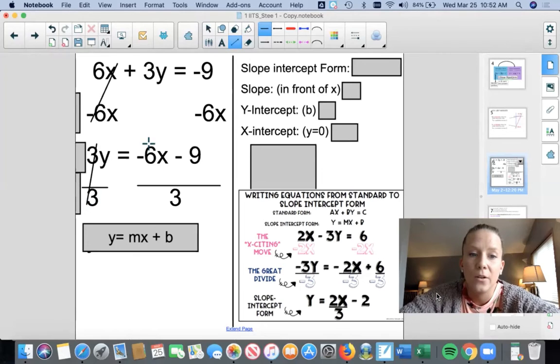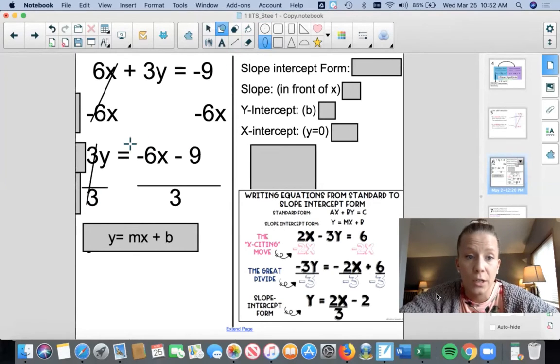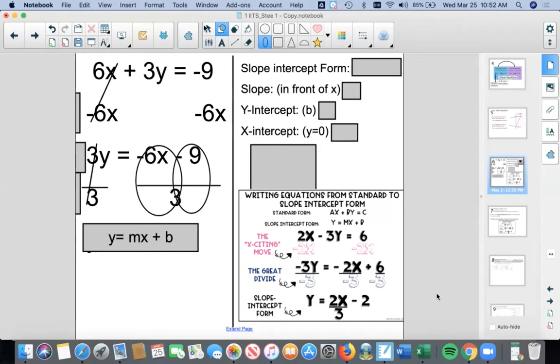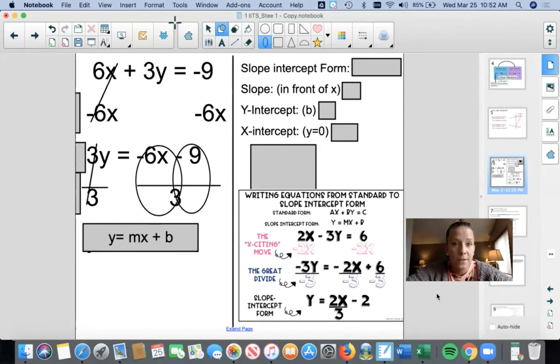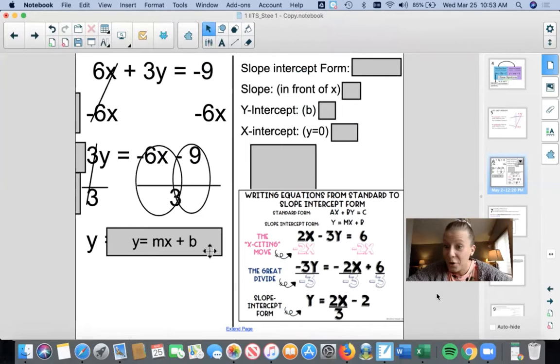Okay, now careful here. We need to make sure that we are dividing both numbers. So I have -6 divided by 3, and then I also need to do -9 divided by 3. Okay, now if I go ahead and look, I'm trying to do both of those numbers. Y is now by itself, which is the goal.